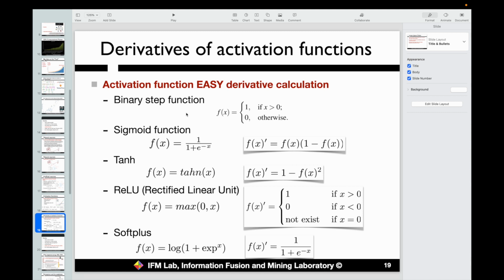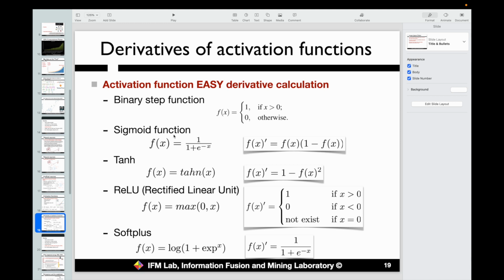For the binary step function, according to the previous page, we provided a formula to define this function, and then its derivative is very trivial. For the step function, if x equals 0, at this origin point, its derivative does not exist. For all the remaining inputs, its derivative is always 0, because we have constant output, so the gradient is always 0 for them.